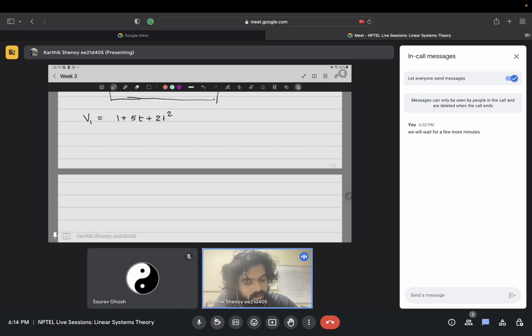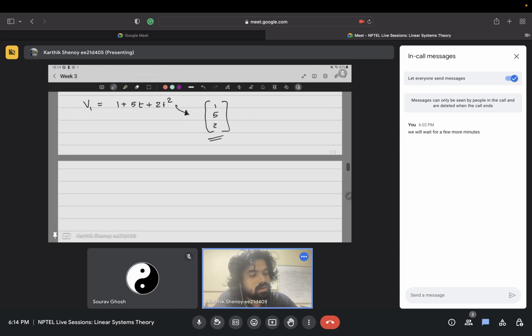So how do I write this? This is nothing but your i cap, j cap, k cap, if you want to look at it that way. So this is nothing but 1, 5, 2. Okay, that's correct. So this is actually my vector, this is my polynomial. You can write it like this in coordinate form. Okay, so now I want to write it in the other basis.